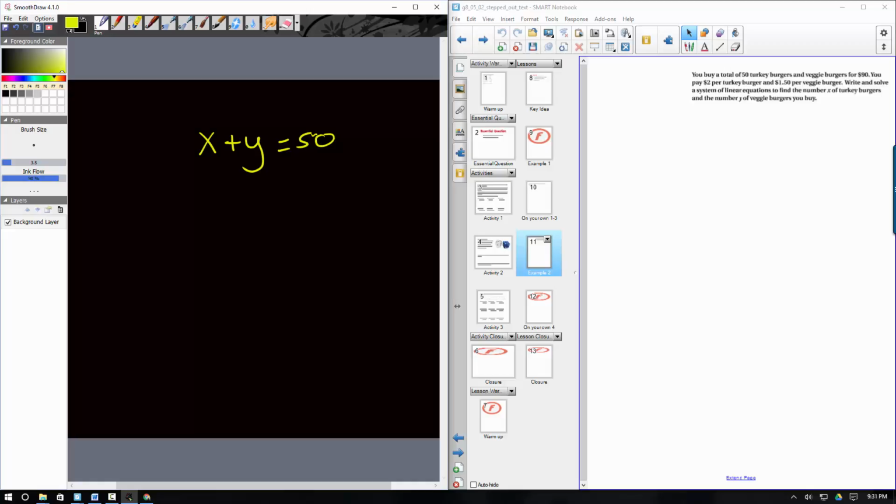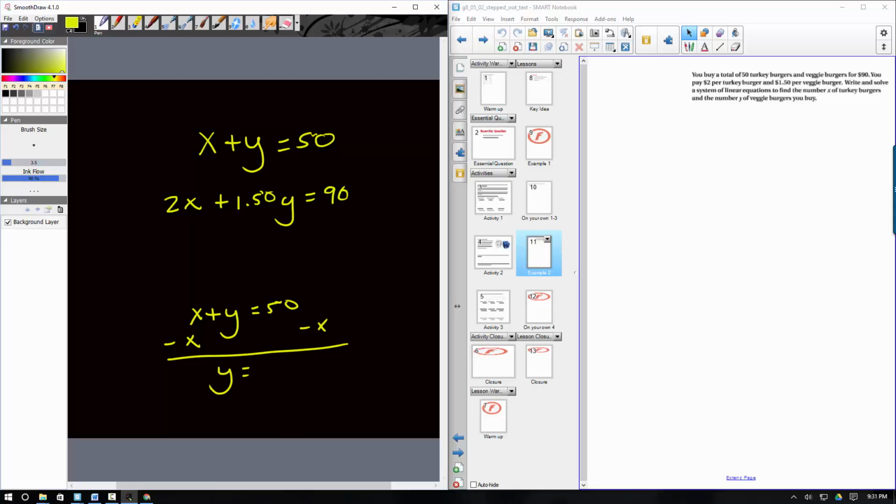And now I'm going to put down my dollars. So I'm going to have my $2 for the x, so 2x plus 1.50y, and that will all equal $90, right? And now all I have to do is go through and solve for this. So I have to solve for one of my variables. I think this top one is probably the easiest. So let's just rewrite this as x plus y equals 50. If I subtract x here and subtract x here, I now have y equals -x plus 50.